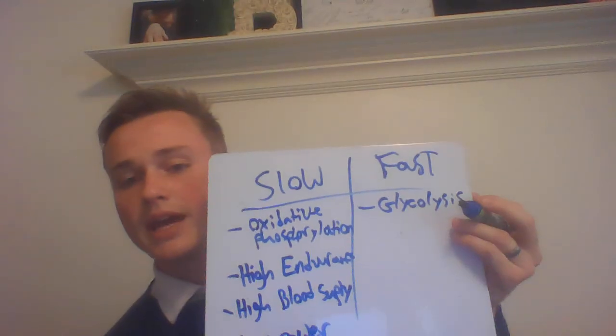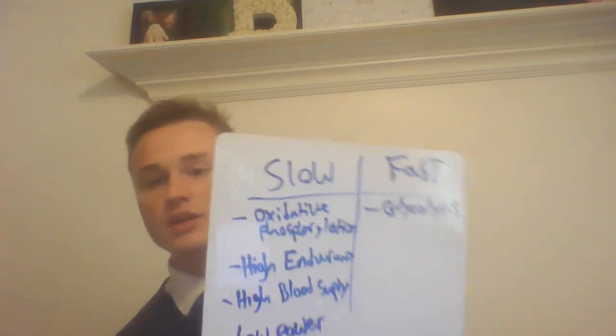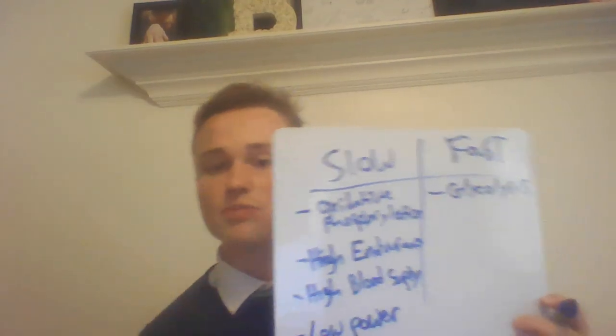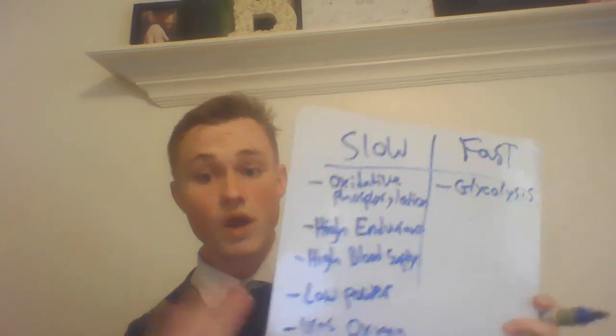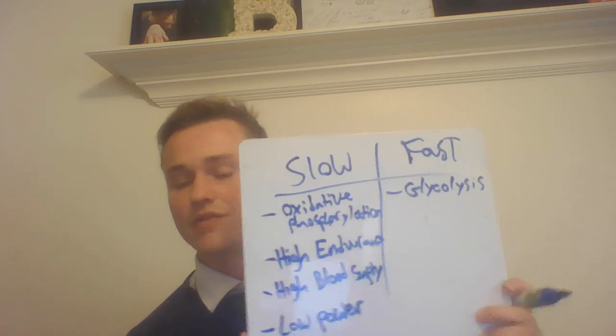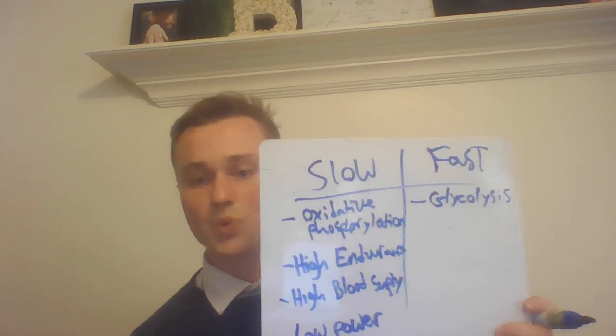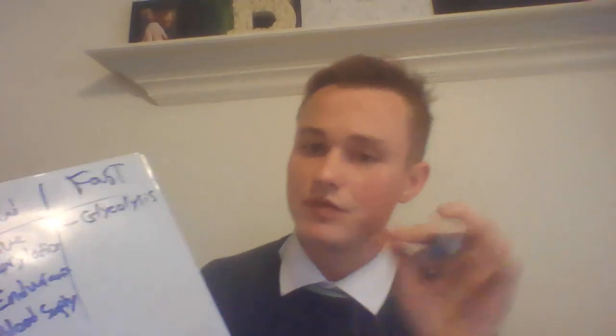So fast twitch mostly uses glycolysis as its metabolism. So it is very low efficiency when it comes to ATP per glucose molecule. It's a net plus of only 2 ATP, whereas oxidative phosphorylation is way more. I don't have it memorized, but it's a high number, way more than 2. So fast twitch, low efficiency with glycolysis, which means it has low endurance. It fatigues very quickly.